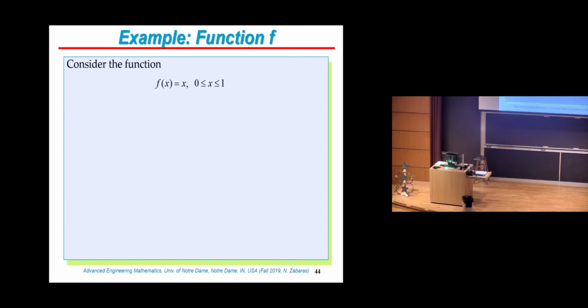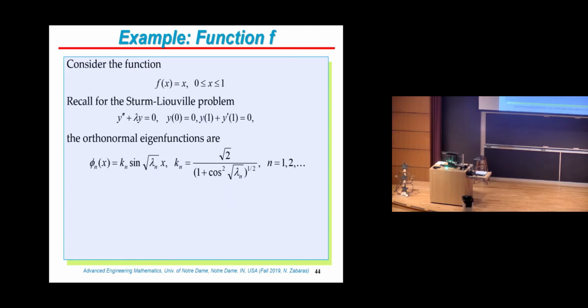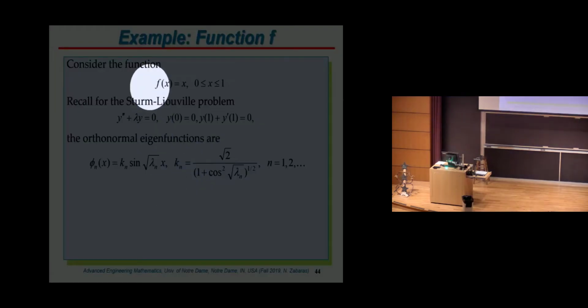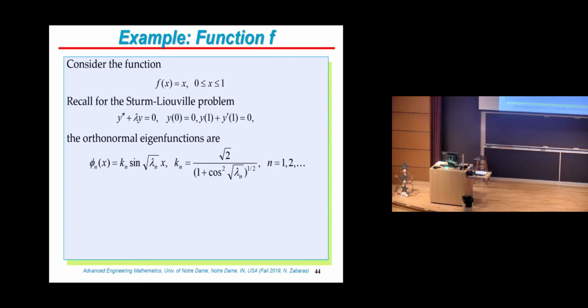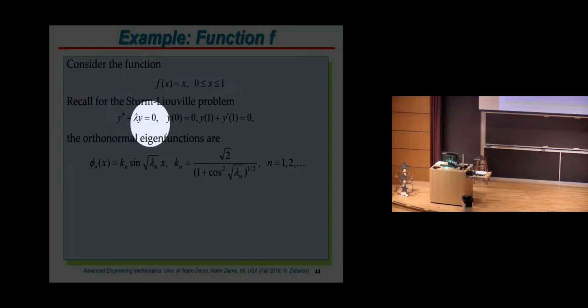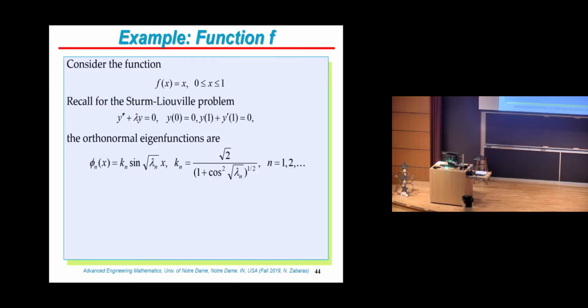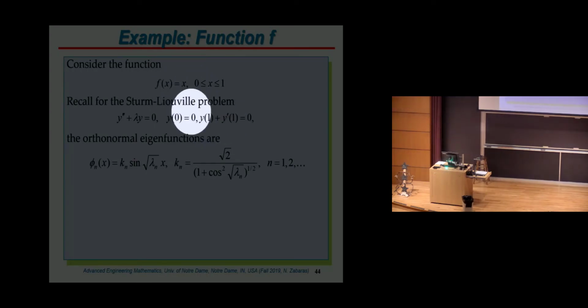Okay, so let me do one example, starting with something trivial. We're going to expand this function f of x equal to x. It sounds like a ridiculous linear function, but we're going to expand it on the normalized eigenfunctions of this Sturm-Liouville problem with these two boundary conditions. So you notice that y at 0 equal to 0 goes hand in hand with the function x, right? Because x is 0 at x equal to 0. Can you see that? But I don't really have to impose any constraints on f at the point x equal to 1. All right, so no constraints there.